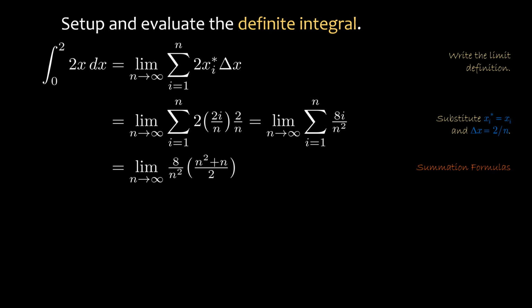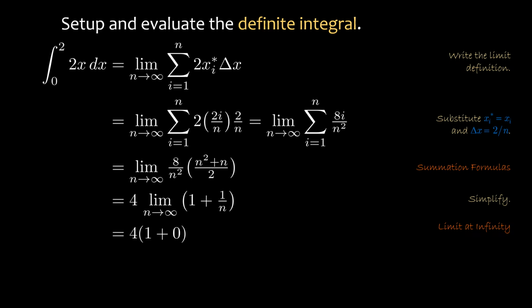Apply summation formulas. Simplify the quotient. Divide out the common factors and move the constant multiplier outside the limit. Evaluate the limit using a limit at infinity rule. Hence, the integral of 2x dx from 0 to 2 is equal to 4.